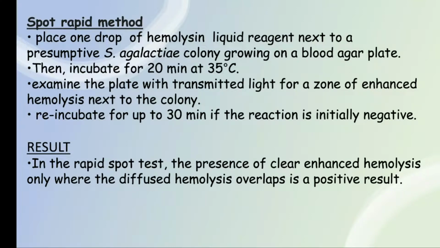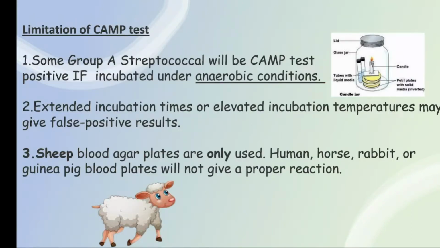But we do not keep it for a longer period of time, because then it is going to give a false positive test. So the limitation of the CAMP test is, we do not keep it under anaerobic condition. We keep it in ambient environment, because if it is kept under anaerobic condition, then even group A streptococcus will be CAMP test positive. Then, if we incubate for extended time or at elevated incubation temperature, we were doing it at 35 degrees Celsius, firstly for 20 minutes, then for 30 minutes, but if there is an extended incubation time, then it can give false positive results. Also, the culture media used is blood agar, but it should be sheep blood. Human, horse, rabbit, or guinea pig blood plates will not give a proper reaction.